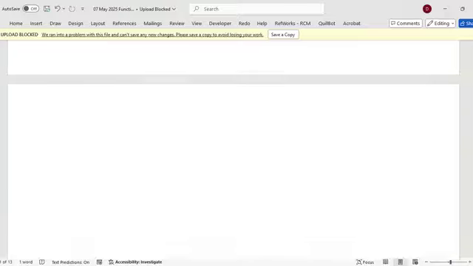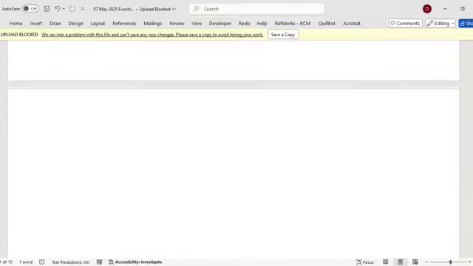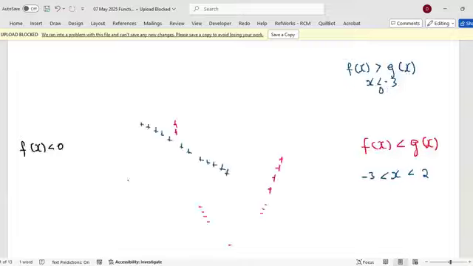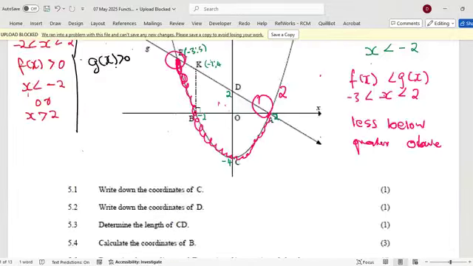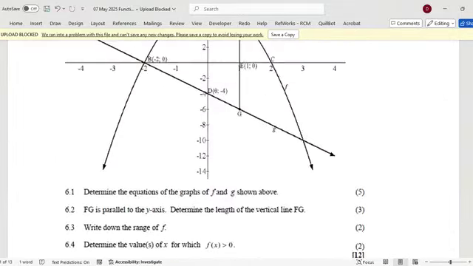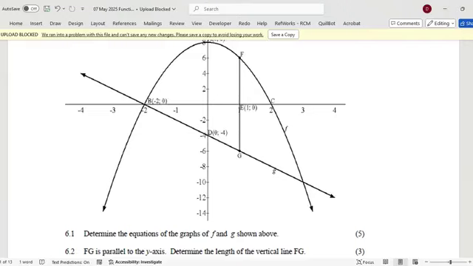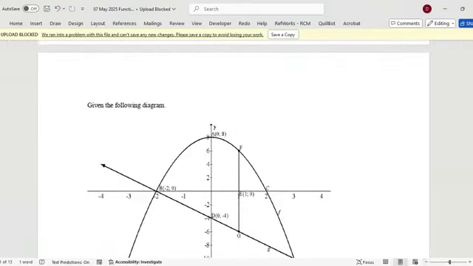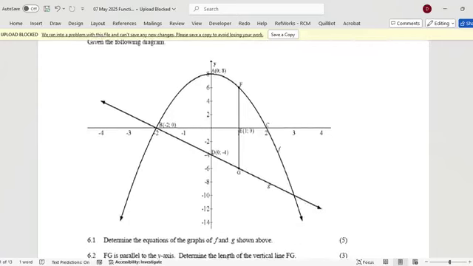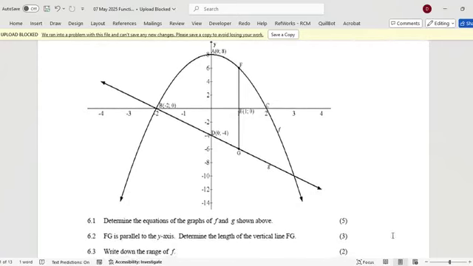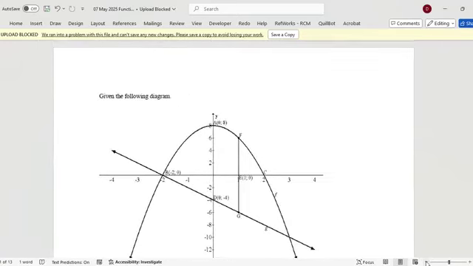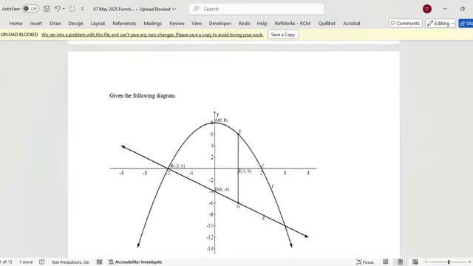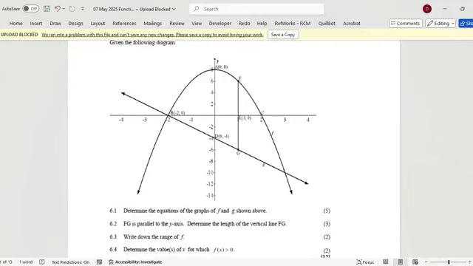Okay, let me just leave it there. I wanted to leave it there so that the question can appear. This question here, I'm going to leave it there so that someone can see the question. Okay, yeah, I'll leave it there.